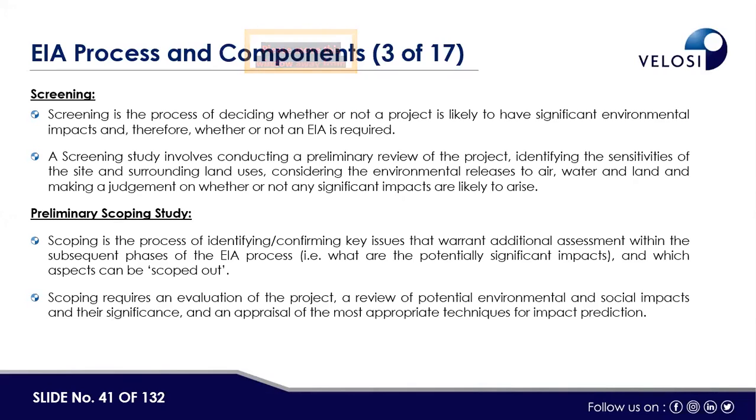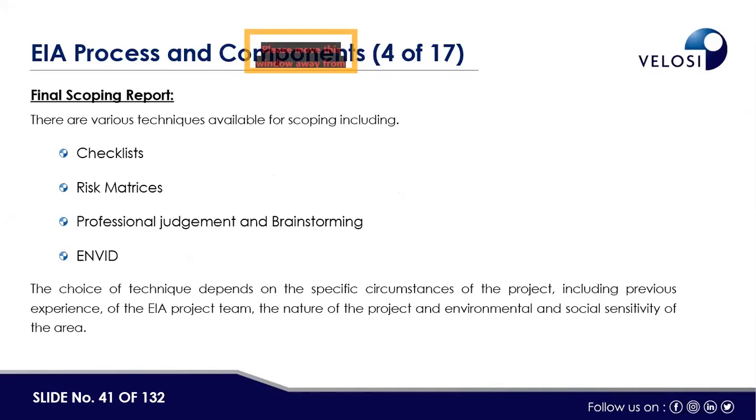And the screening study involves conducting a preliminary review of the project, identifying the sensitivities of the site and surrounding land uses, considering the environmental releases to air, water, and land, and making a judgment on whether or not any significant impacts are likely to arise. Then the next step is the scoping study, the preliminary scoping study. Scoping is the process of identifying and confirming key issues that warrant additional assessment within the subsequent phase of the EIA process. Scoping requires an evaluation of the project and a review of the potential environmental and social impacts and their significance, and appraisal of the most appropriate techniques for impact prediction.